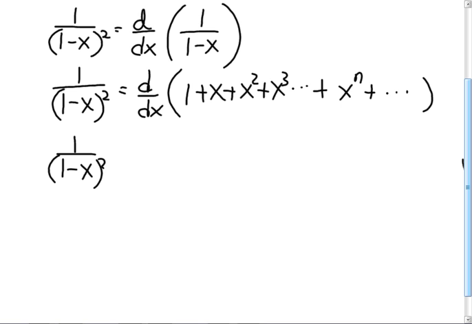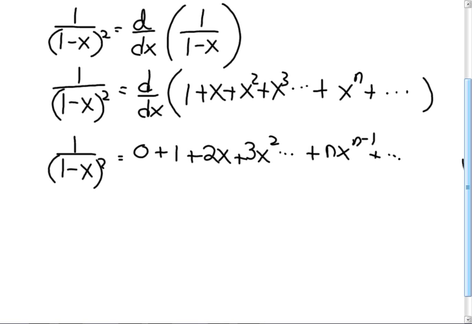So, David, what's the derivative of this one? Yeah, what's the derivative of 1? Plus 2x, 3x squared, and the nth term is n x to the n minus 1. So now you have the power series for 1 over (1 minus x) squared. Now, is there anything you can do to the sine of x to make it look like 1 over 1 minus x?